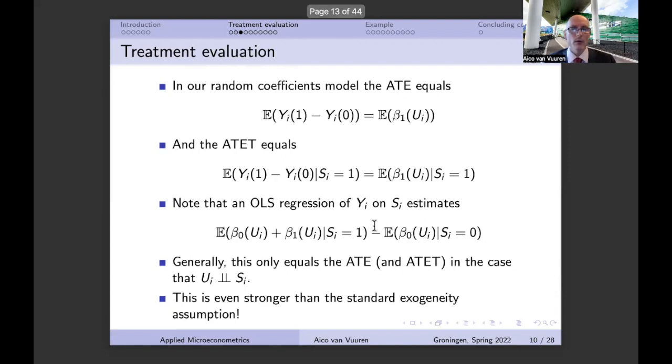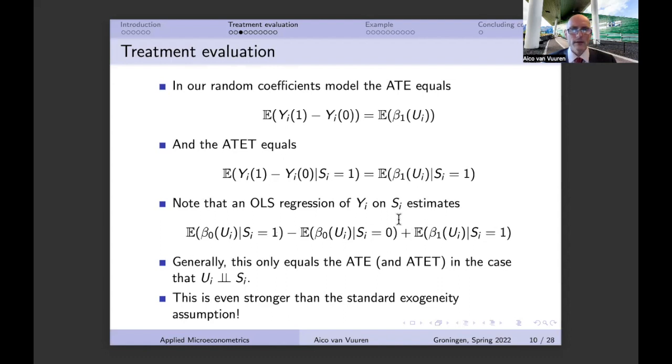So therefore, what we can do is simply substitute in y_i1 and y_i0. Then we get here beta 0 u_i plus beta 1 u_i, and here we get simply beta 0 u_i. The next thing I can do is realize that this is a mean of a sum, so we can always write that as a sum of means. But I'm also going to take the beta zeros together in order to write it in the form that we have over here.